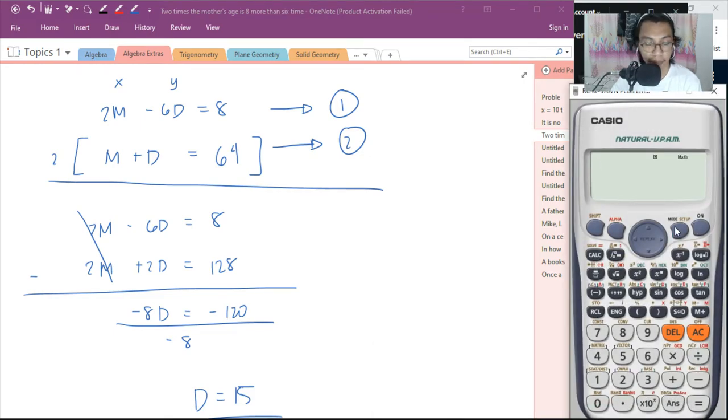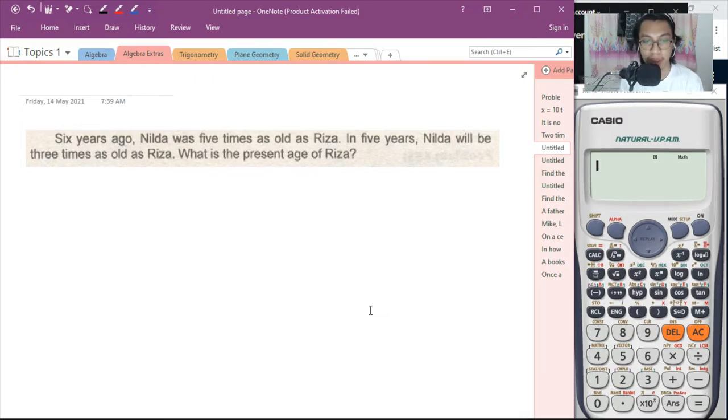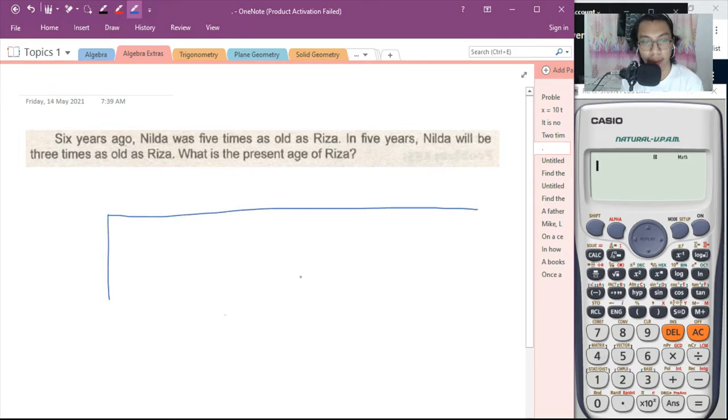How about problem number 5. 6 years ago, Nilda was 5 times as old as Risa. In 5 years, Nilda will be 3 times as old as Risa. Now, all I want to do is to table it out. Lagyan natin sa table. Gawa tayo ng table dito. Okay. Ito yung pinakamabisa kasi nagawin natin.